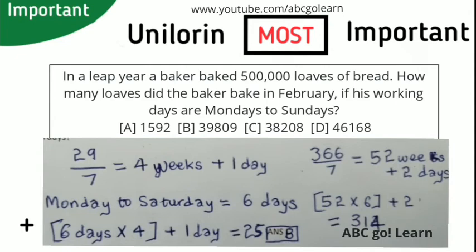46,168. If you want to solve this, the first thing you should look at is what? We were given Mondays to Sundays. That means in a week, he works for what? 6 days. Out of 7, he works for 6 days.